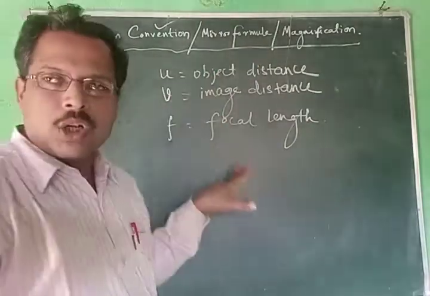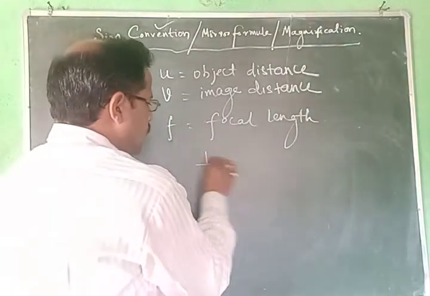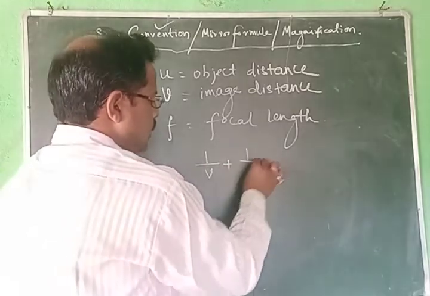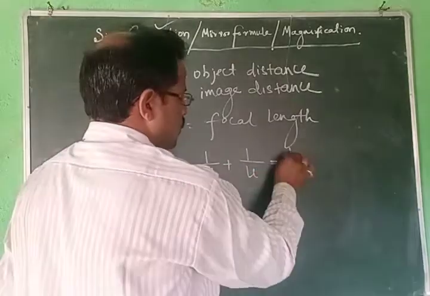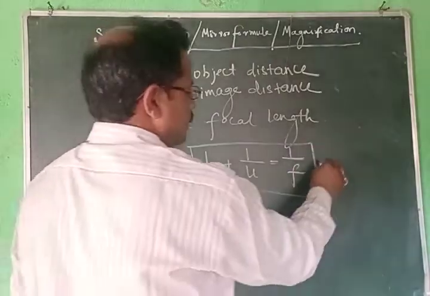The mirror formula for any spherical mirror is 1 by v plus 1 by u equal to 1 by f. This is called the mirror formula.